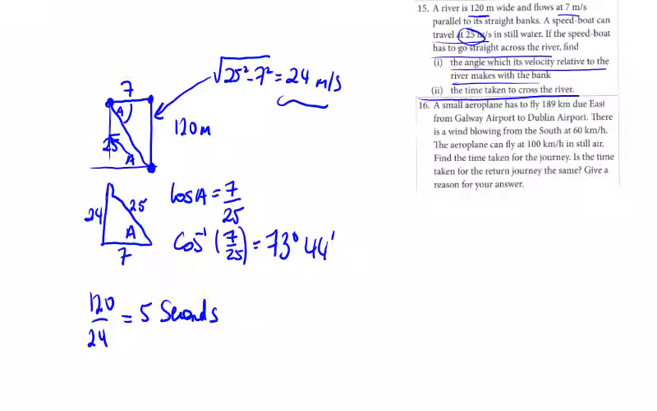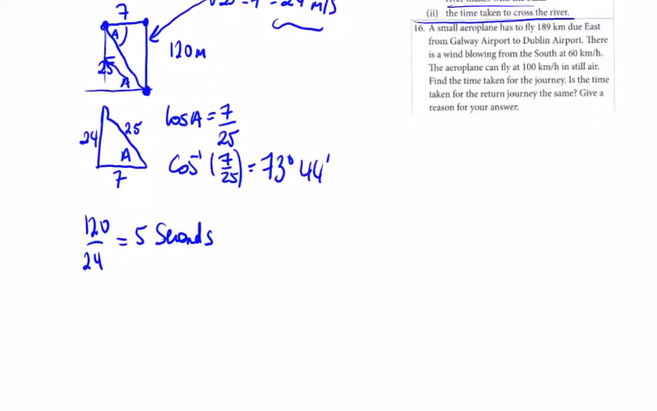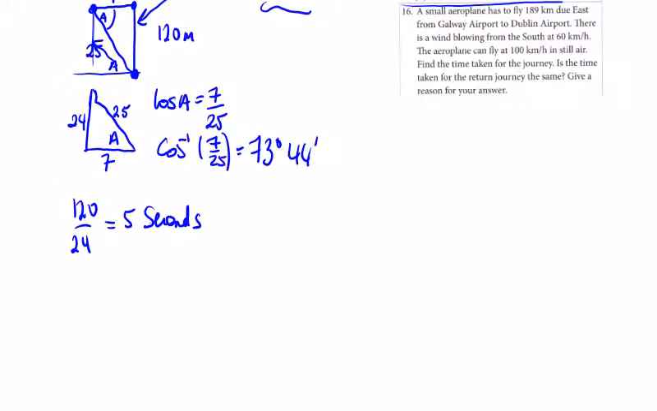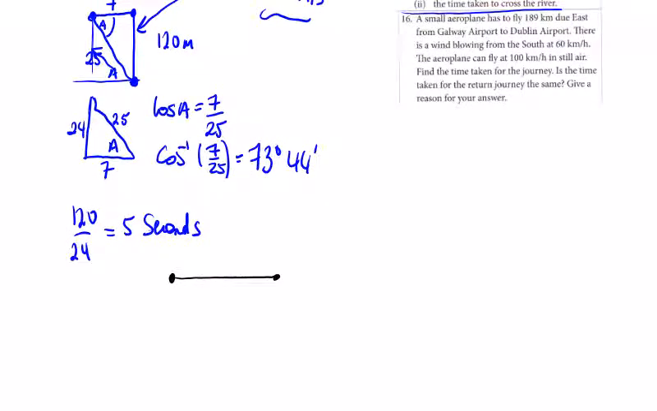Question 16. So we have a plane that has to fly 189 kilometers due east. Let's go in this direction. The wind is coming from the south, so the wind is coming up this way. So the plane is going to need to fly this way to get back to this point here, which we can call A and B, or call it Galway and Dublin if we wanted, but we'll call it A for Galway and B for Dublin.